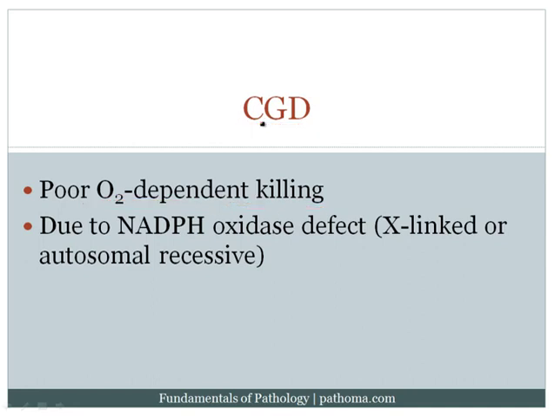Now, where is the defect? The defect is due to NADPH oxidase. Now, this could be X-linked or autosomal recessive, but the key problem is that there is an NADPH oxidase defect. Now, because there's an NADPH oxidase defect, the patients are going to have problems generating bleach, and because they have problems generating bleach, they're going to get infections.